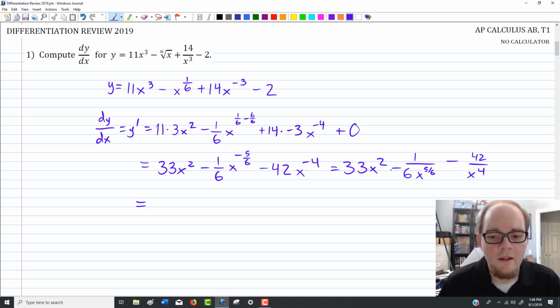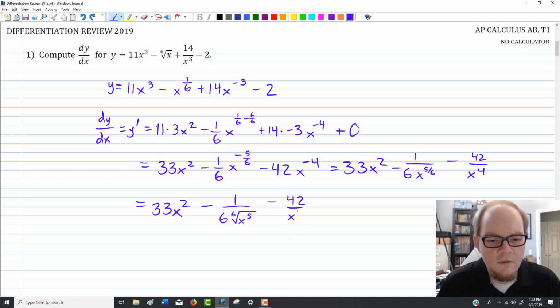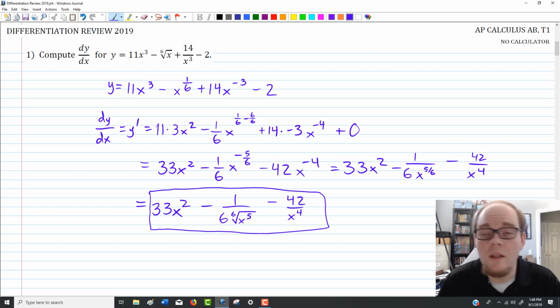Now again, that's a great final answer. That last term looks great, but if I did want my final answer to have a radical in it, just like the original function did, I could do it as 33x squared minus 1 over 6 times the 6th root of x to the 5th, and then minus 42 over x to the 4th. And of course, since I know some of you like to rationalize, you do not need to rationalize anything here. All you need is to finish the problem with a completely correct answer.